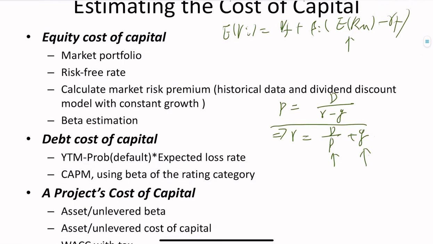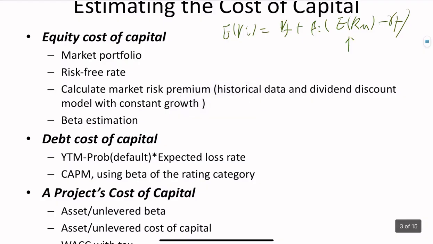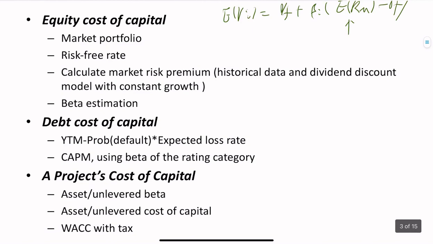And then we will use the CAPM model to estimate the debt cost of capital. The caveat here is that when you're using CAPM to estimate the debt cost of capital, the beta will be the beta of the rating category, right? So if you're looking at a debt that has a rating of, let's say, AAA, then when you're trying to estimate its cost of capital, you will actually use the beta of the AAA rated category.